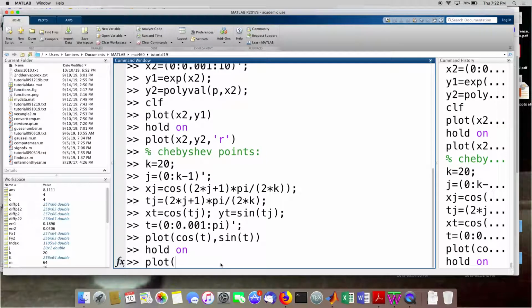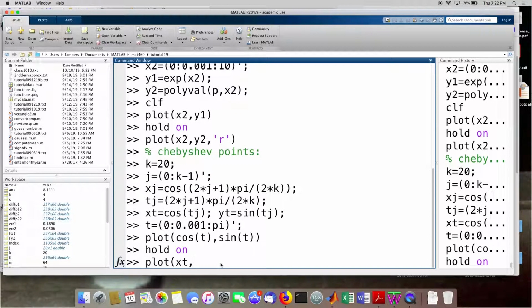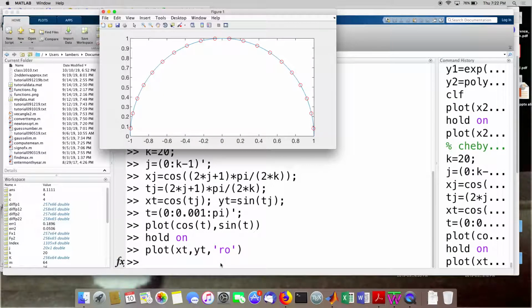Then I'm going to plot x_t, y_t in red circles. So this indicates the angles of the Chebyshev points. So you see we have equal spacing in the angles going around a circle.